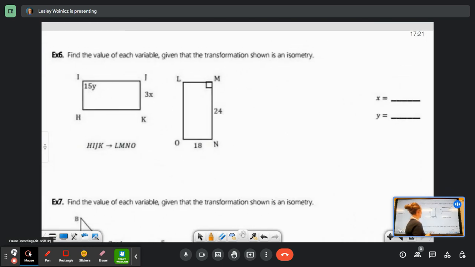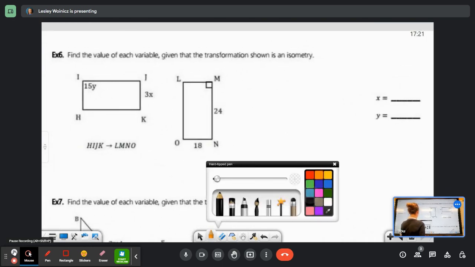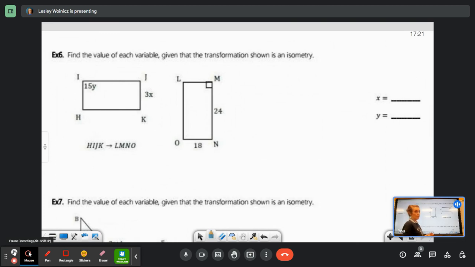Now, I didn't realize that this had another page in class today, so I didn't even print this. So I haven't done these yet today, so we'll see how I do. Okay, we have to find the value of each variable given that the transformation shown is an isometry. So this is really important. That means that all of the lengths and angles have been preserved. So as long as we know what maps to what, we can solve cute little fun equations and figure out our variables.